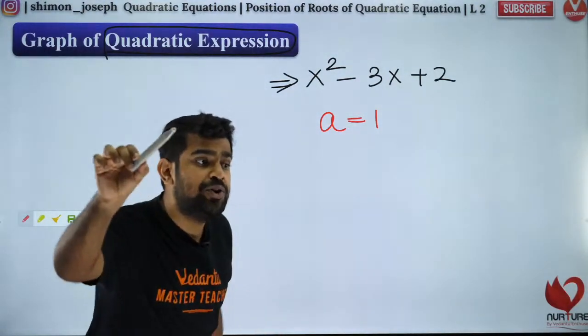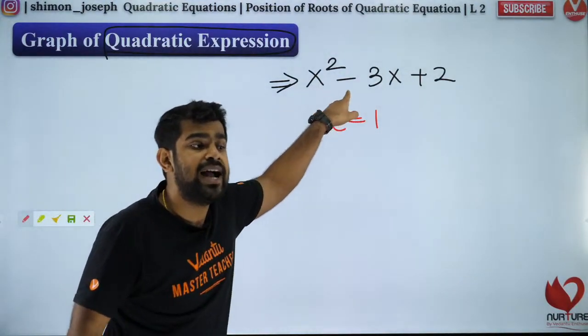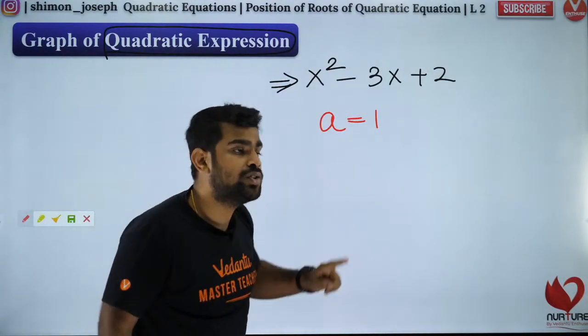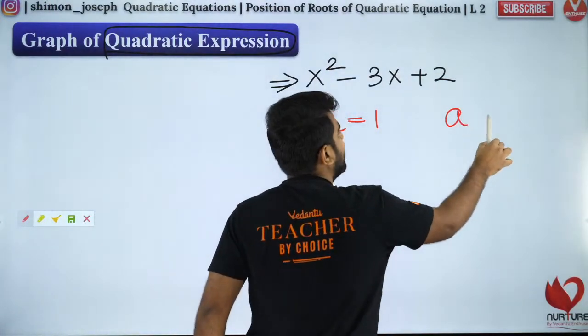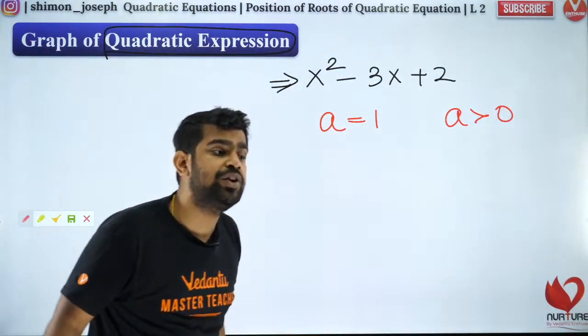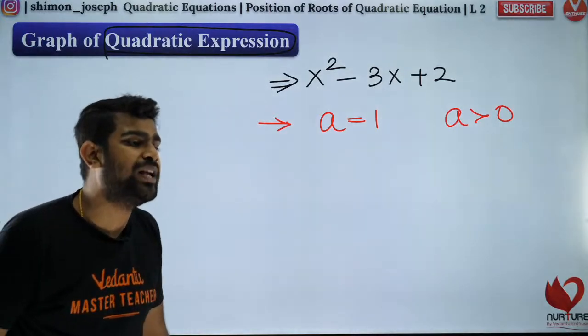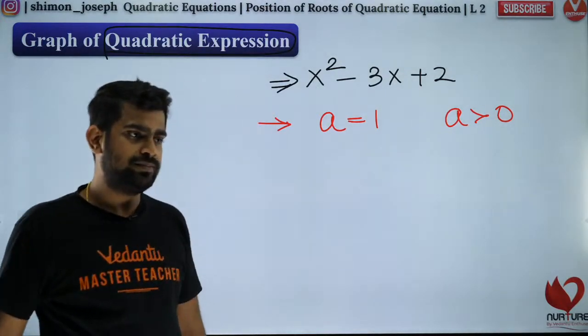Gokulnath, now do you understand? What did I do? I chose the value of A. A is 1. Is 1 positive? Yes, 1 is positive. So what do you know? You know it is an upward opening parabola. Very good, Yogesh.